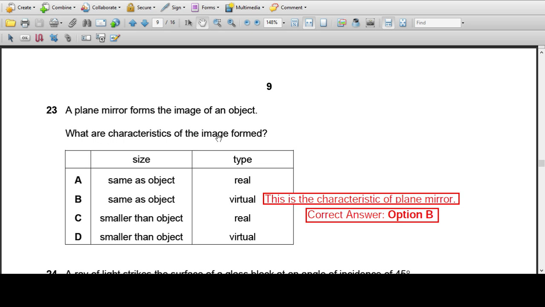Now, a plane mirror forms the image of an object. What are the characteristics of the image formed? A plane mirror always forms an image of the same size as the object, and always a virtual image. So option B is correct.